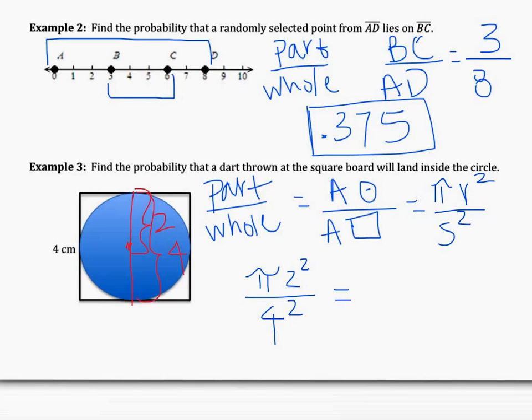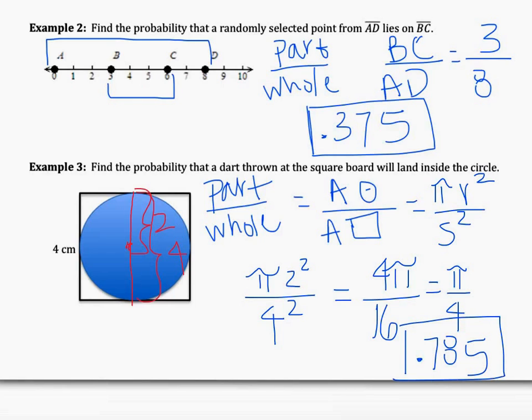This is going to be equal to 4 pi on top divided by 16 on bottom. This reduces to pi over 4, which equals 0.785. So that is the probability of our dart hitting the circle inside of that square.